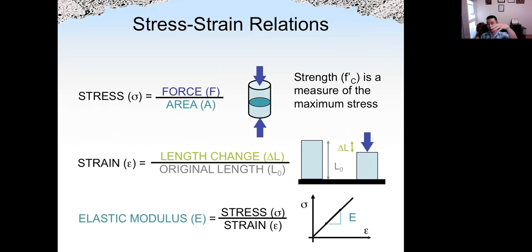Compression, that change in length will be negative. Okay, tension, the length will increase. And the E value, elastic modulus, we call that E, is the ratio of the stress, sigma over the strain, epsilon. Okay, so that is the slope of the stress and the strain curve. For pure elastic materials, that curve will be a straight line. Okay, that means the E value does not change depending on the level of stress. For concrete, we know it changed over time.